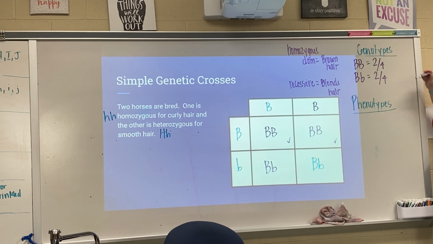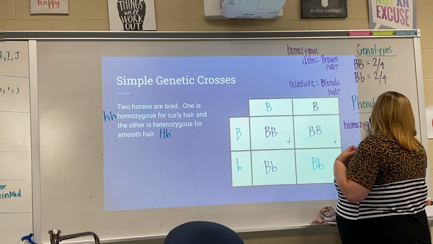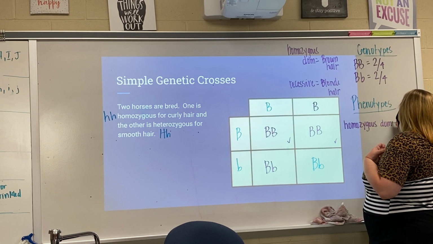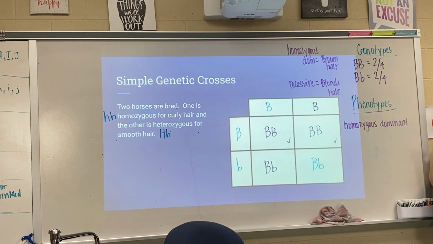So, big B, big B. How do I write it out? What do I say in terms of phenotypes? It is dominant, but what has to come before dominant? Homozygous. Why homozygous? Because it's the same. So I've got the actual letters labeled, but what characteristic comes next? Brittany, tell me. If it's homozygous dominant, what color hair is this? Brown.